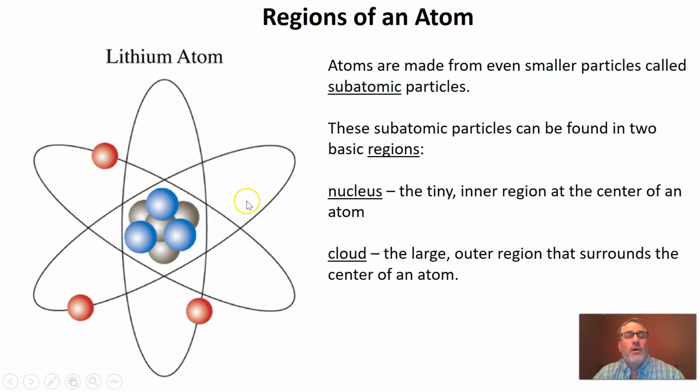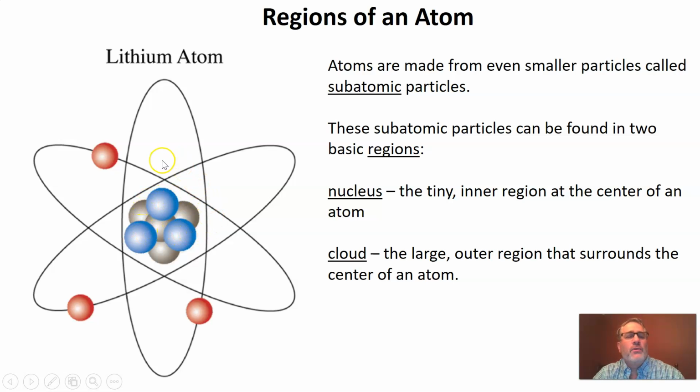So these subatomic particles really live in one of two regions. So to begin with, let's look at the center region here. So we can see that we have some of these subatomic particles here in the very center of this planetary model, and we have a couple of different kinds. The very center, the tiny inner region at the center of an atom, we call this the nucleus, much like you might call the center of a cell a nucleus.